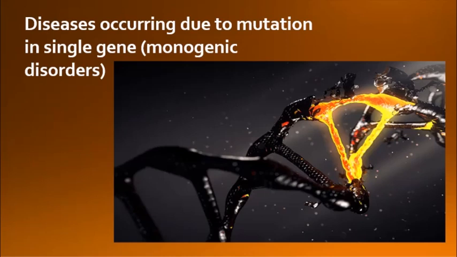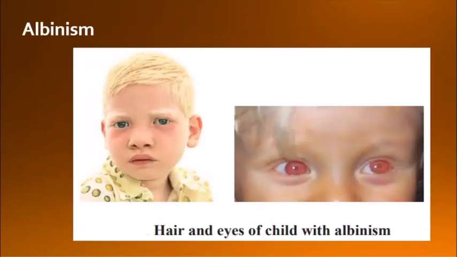Now, examples of monogenic disorders can be phenylketonuria, sickle cell anemia, hemophilia, night blindness, albinism, etc. We will see a few examples of monogenic disorders. Now, albinism is a monogenic disorder.